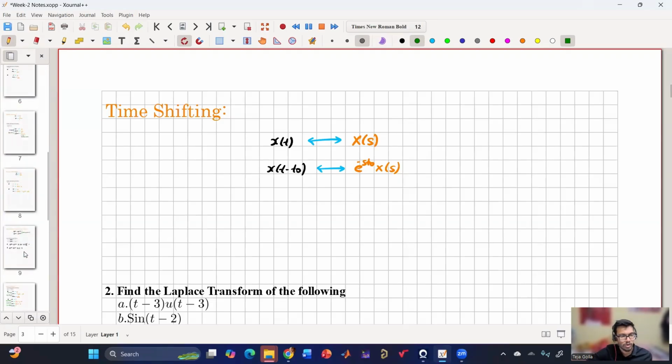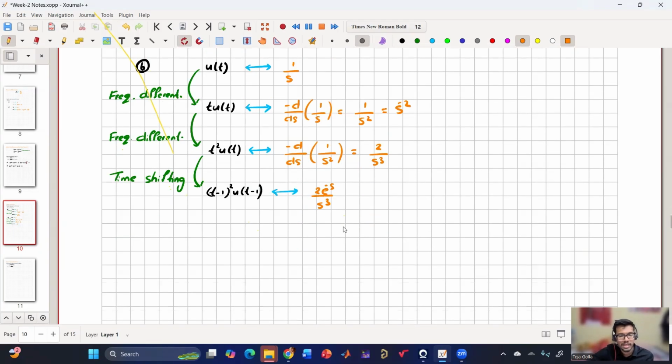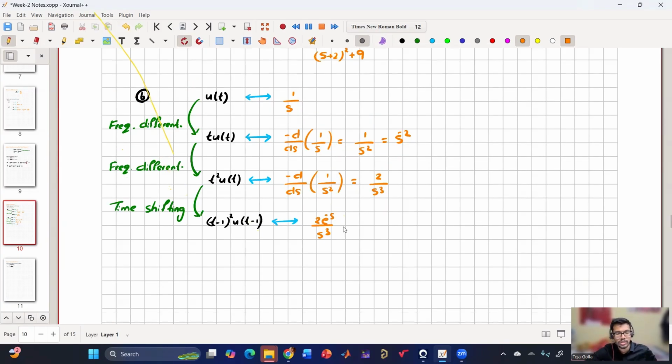So now coming back to our problem, what will be the Laplace transform? 2 into e raised to minus s upon s cube. Yes, very good. So it is e to the power minus s t naught. t naught is 1 here. So we'll have 2 into e to the power minus s upon s cube. Kindly erase the stray line. So it is 2 into e to the power minus s by s cube. So is this problem clear?